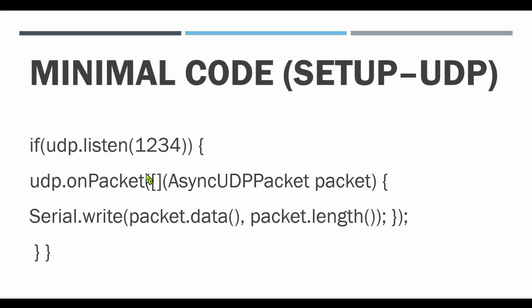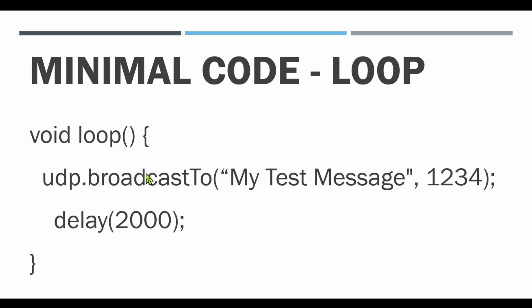So this is the simplest form, simplest explanation. And in the loop side, what this is doing is broadcasting the message on this port with a delay of 2 seconds. So this loop will keep running, and this message will be broadcast every 2 seconds. So let's go to the IDE.